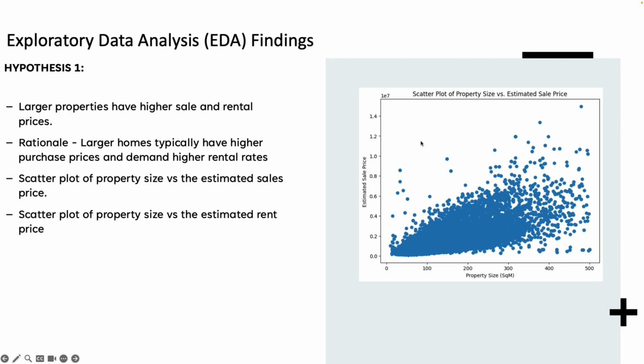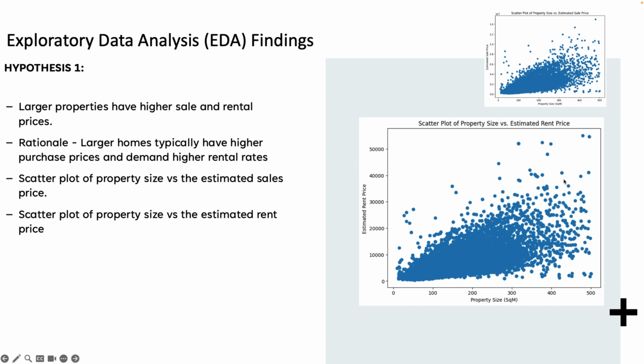So here we have a scatter plot of the property size against the sales price, and as you can see, as the property size increases, the sales price tends to increase as well. We also plotted this for the rent estimate, and similarly, as the property size increases, the estimated rent price also increases.